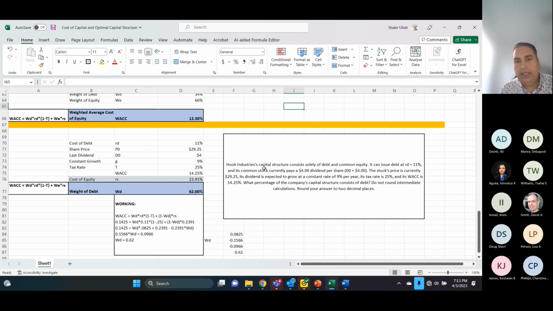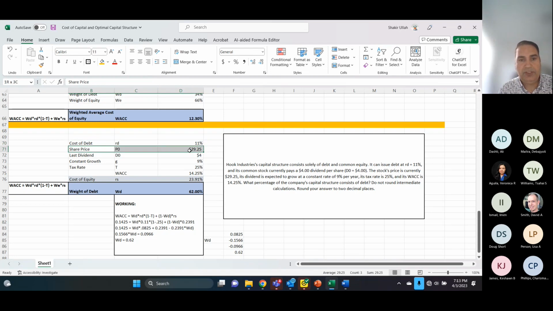This company's capital structure consists of debt and equity. So again, there's no preferred stock. It can issue debt at 11%, so we note that down. RD is 11%, and its common stock currently sells at $4 in dividend, last dividend. So that means we'll have to use the dividend discount model to find RS.